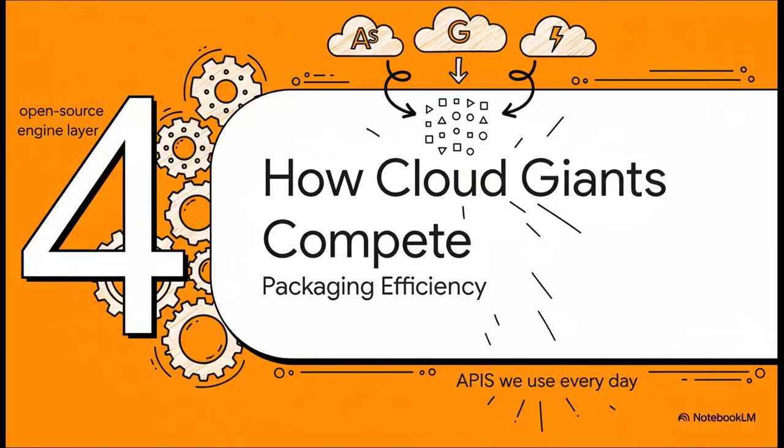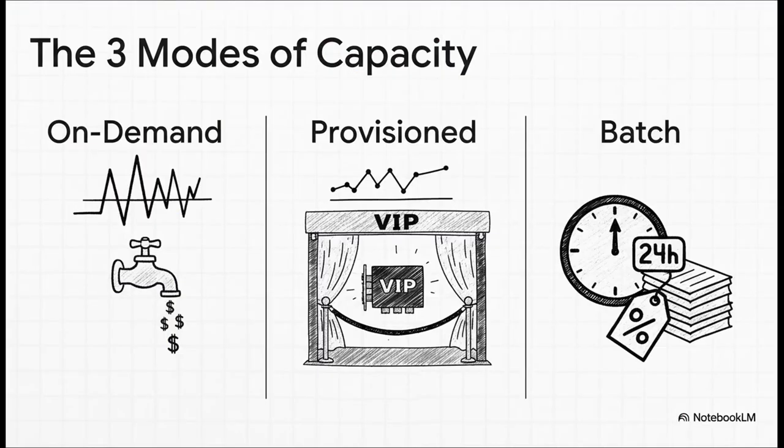Okay, so that's what's happening in the open source world, but what about the big guys? AWS, Google, Azure. How are they taking all this super complex optimization stuff and packaging it into those simple per-token APIs that we all use every day? Well, it turns out they've all kind of landed on three main ways to sell you their GPU power. First, there's on-demand. That's your standard pay-as-you-go model. Super flexible. Then you have provisioned, where you reserve a chunk of capacity for a fixed cost, which is great if your traffic is predictable. And finally, there's batch mode, which is deeply discounted for any job that doesn't need an answer right this second.